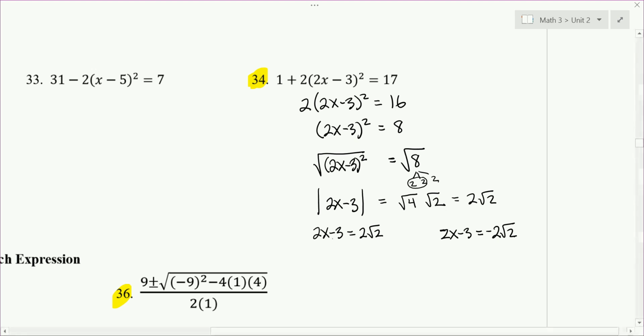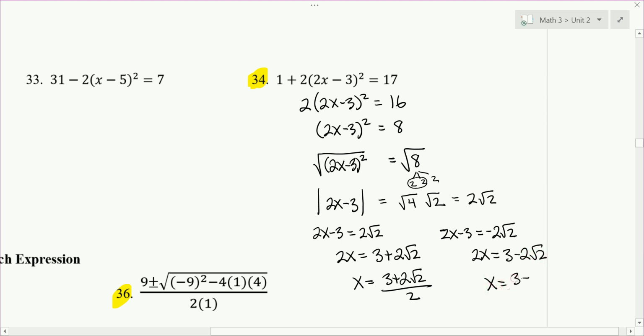And so in the first case, we add 3, and you get 2x equals 3 plus 2 root 2. And then we divide by 2. So 3 plus 2 root 2 all over 2. In the second case, we get 2x equals 3 minus 2 root 2. Divide by 2, you get x is 3 minus 2 root 2 divided by 2.